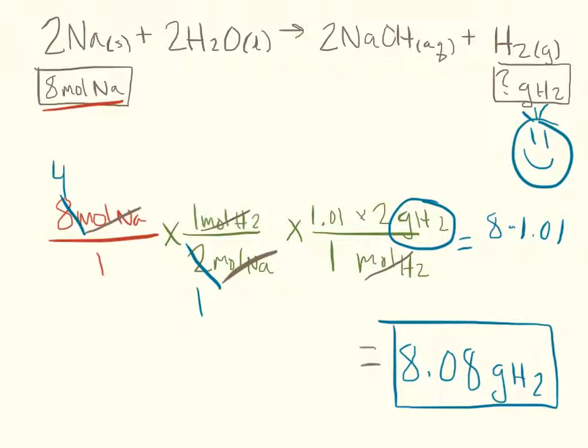So we started out with 8 moles of sodium, and the question was, if we have 8 moles of sodium, how many grams of hydrogen gas would we end up with? As long as you remember that we have 2 atoms of hydrogen in that one molecule, and you multiply that by 2, you should get 8.08 grams of H2.